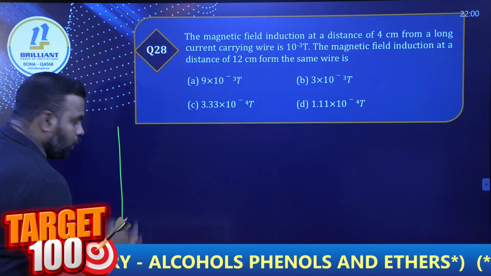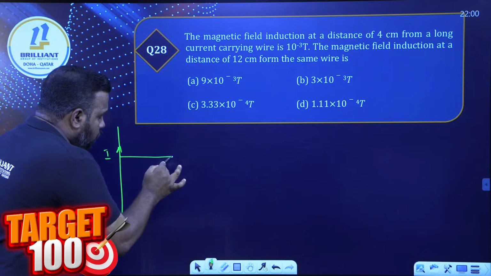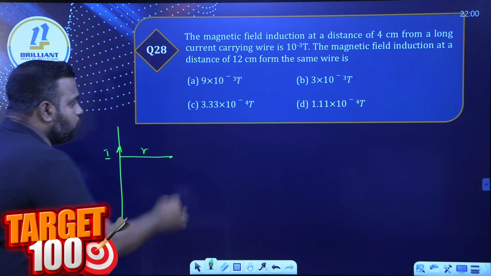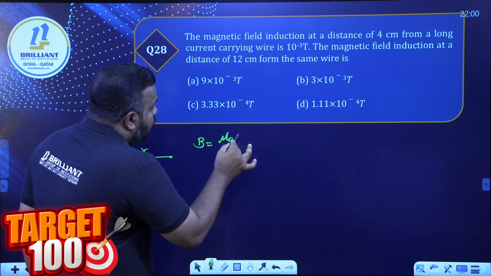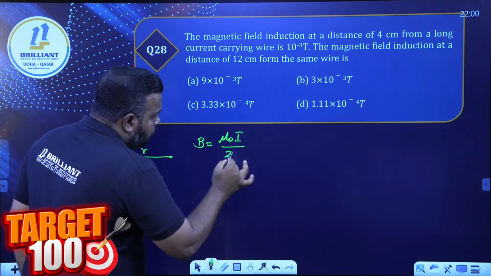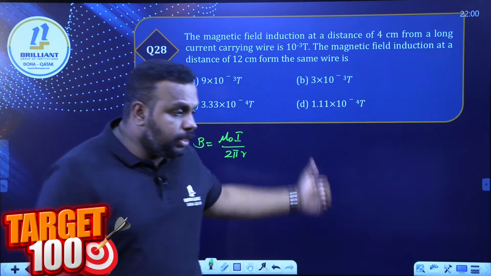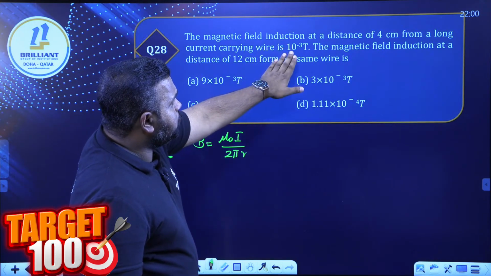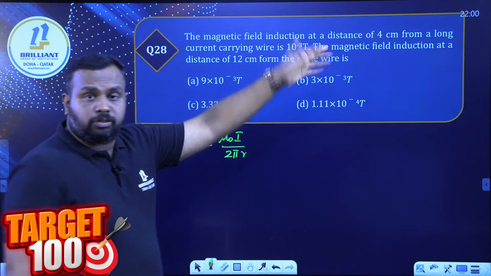If this is a straight conductor carrying current I, there is a point at a distance r from the conductor. What is the expression for magnetic field? B is equal to mu naught I by 2 pi r. Yes or no? Yes. This is the expression for magnetic field. Now it is given that it is 10 raised to minus 3 Tesla at a distance of 4 cm. Then at a distance of 12 cm.